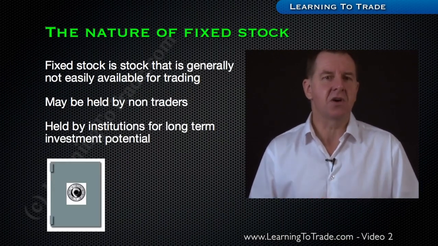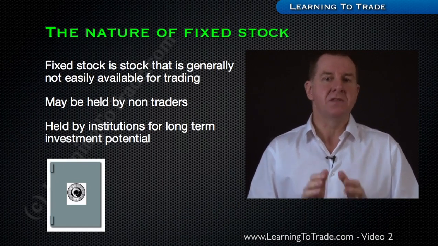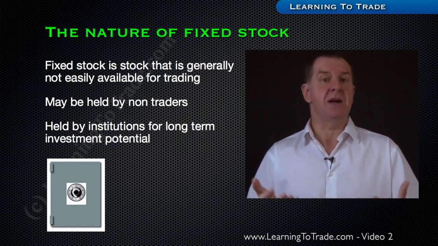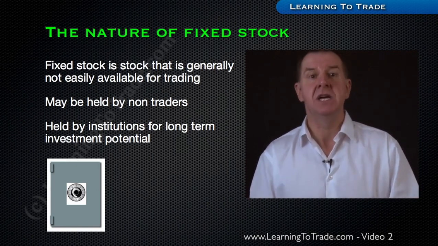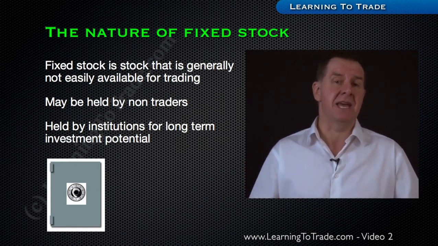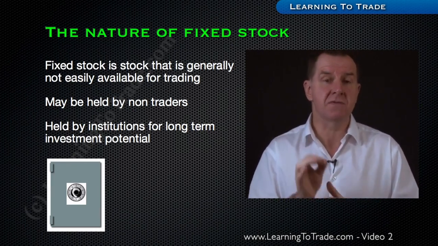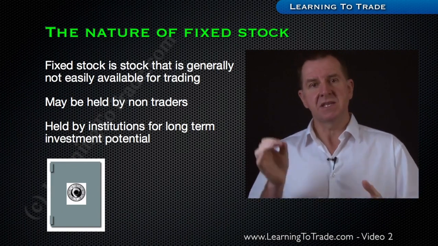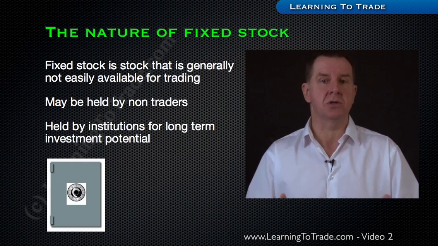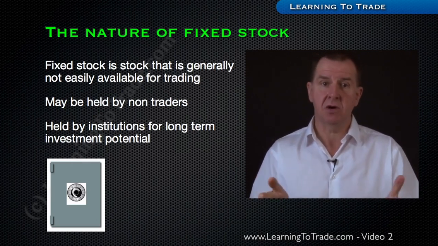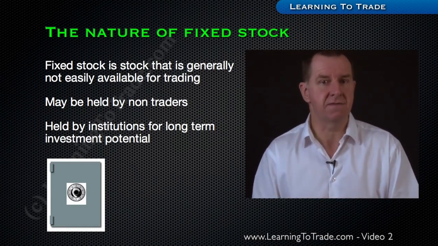Now the nature of fixed stock is stock that is not readily available for trading. The reason for this is because it might just be held by non-traders. Remember, Granny leaves you 1,000 shares in XYZ company and you don't know what to do with them, and really you don't care. Your 1,000 shares can be truly defined as fixed stock because of those very reasons. Now the same stock could also, for example, be held by institutions in what they call their long-term portfolio. Again, same stock, same fixed nature, but the reasons for holding that stock are vastly different.